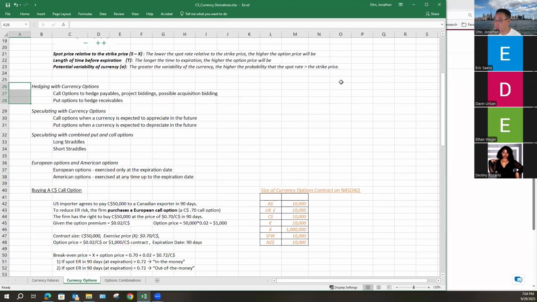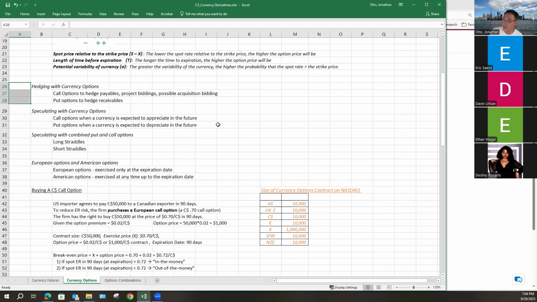Hedging with currency options. Call options to hedge payables, project biddings, possible acquisition bidding. Put options to hedge receivables. And then the second one? Speculating with currency options. Call options when a currency is expected to appreciate in the future. Put options when a currency is expected to depreciate in the future.